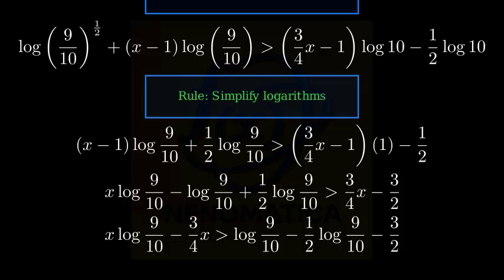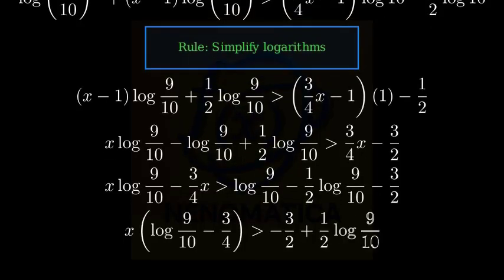Now, let's factor out x on the left side of the inequality. We get x times the quantity log of 9 over 10 minus 3/4 is greater than negative 3/2 plus 1/2 times log of 9 over 10. This is an important step as we're now close to solving for x.